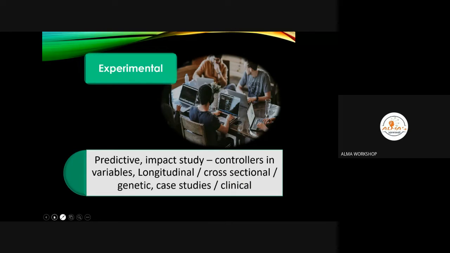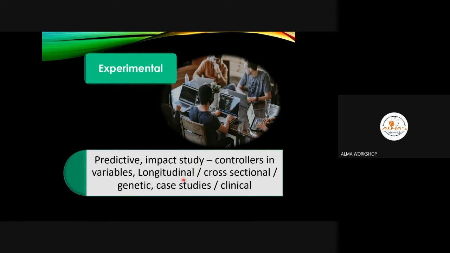The experimental research design can predict, it can give you the cause-effect relationship. Predictive research, it can have the impact study. Like you have a picture here, you just discuss how they do experiments. In science, they do experiments in labs and things like that. But in education, how can you do it? By finding out the cause-effect relationship. That is an experimental research design.